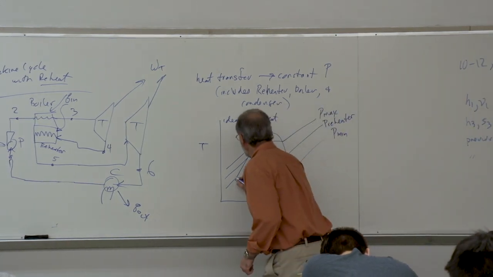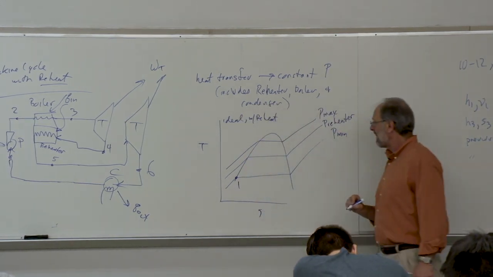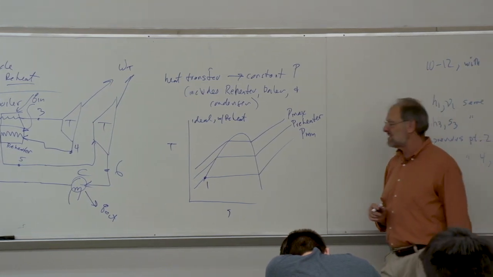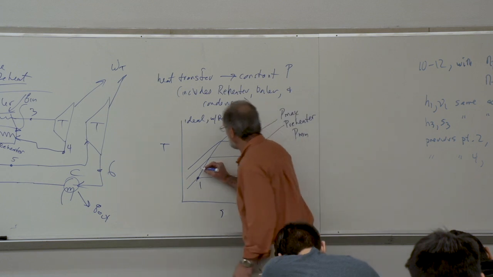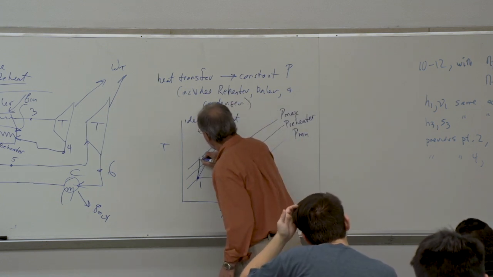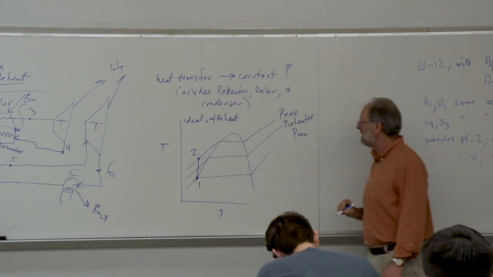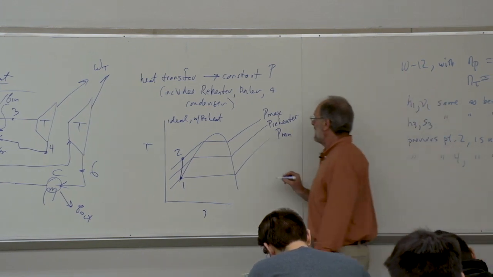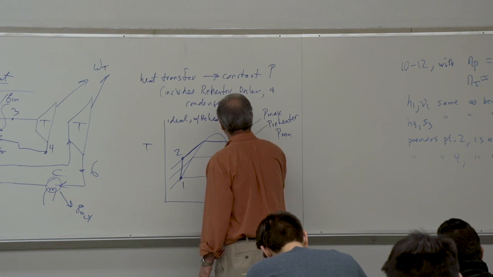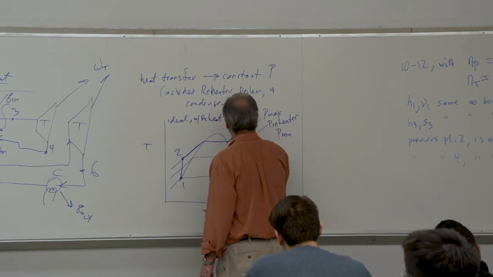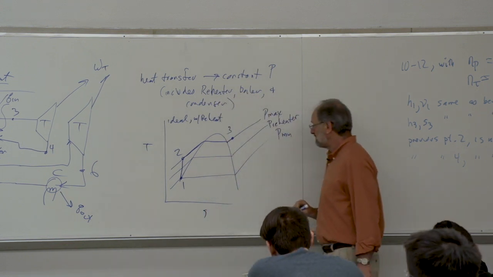So let's just go through the process. So we start at point 1. We're going to compress not up to the pressure of the reheater, but all the way up to the pressure of the boiler. So point 2 should be directly above point 1 at the maximum pressure. We're now going to add heat until we get to point 3.